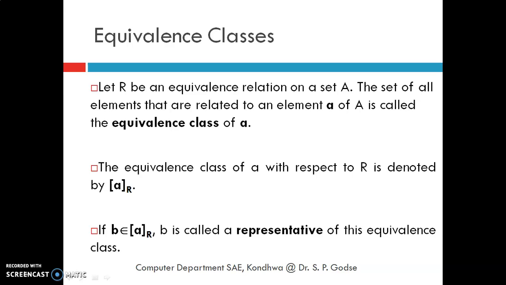Let R be an equivalence relation on set A. The set of all elements that are related to an element a of A is called the equivalence class of a. The equivalence class of a with respect to R is denoted by [a]_R. If b belongs to this equivalence class of a, b is called a representative of this equivalence class.